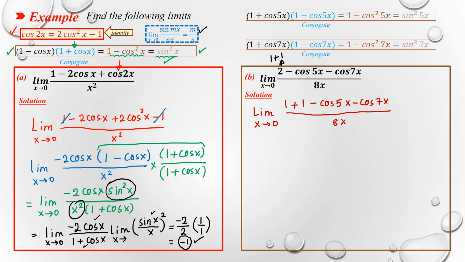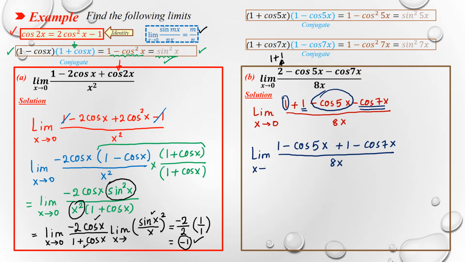Now you have to group some terms. So you have to group 1 with negative cosine 5x, so we have the limit of 1 minus cosine 5x. Then you have to group 1 with minus cosine 7x. So we have plus 1 minus cosine 7x divided by 8x when x goes to 0. Now we have 1 minus cosine 5x and 1 minus cosine 7x. You have to separate these limits, but pay attention, when you separate two limits you have to do direct substitution to check that each limit is 0 over 0.